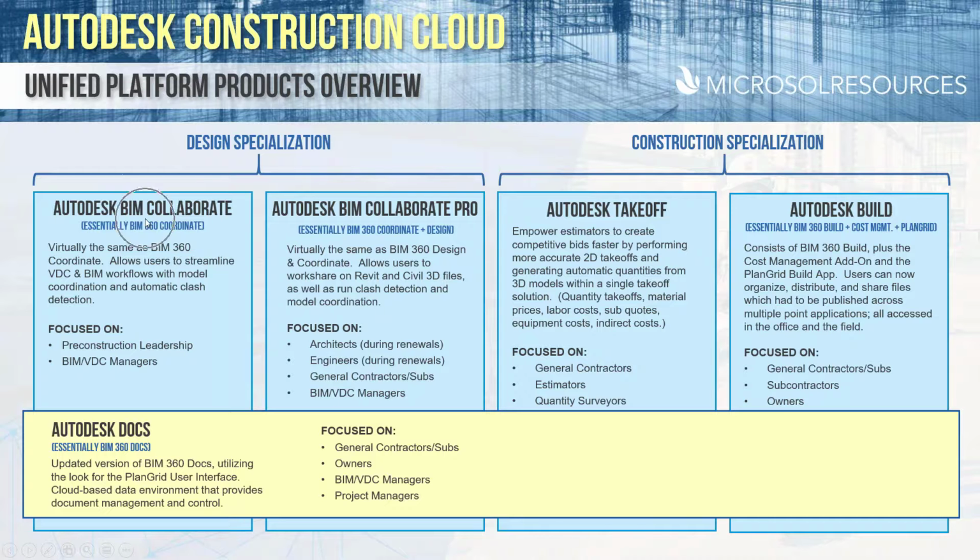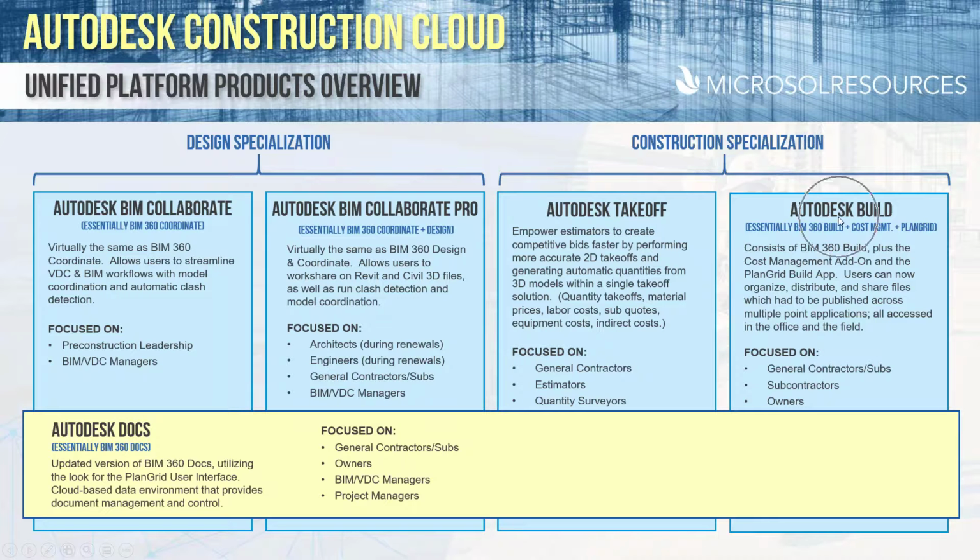Autodesk BIM Collaborate that we have here is basically BIM 360 Coordinate, which again is the clash detection product. Sorry, you see, I'm already getting my products tied together here. Autodesk BIM Collaborate Pro is essentially BIM 360 Design plus Coordinate. So it gives us the work sharing component plus the clash detection that used to be two separate products in BIM 360, now part of the same product in the unified platform.